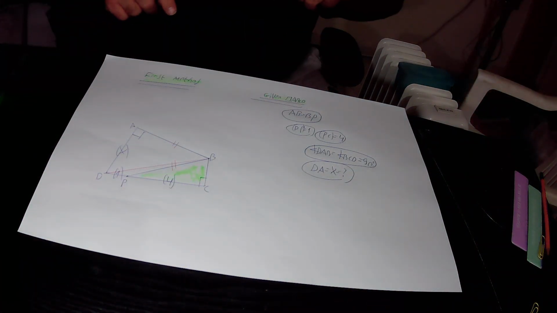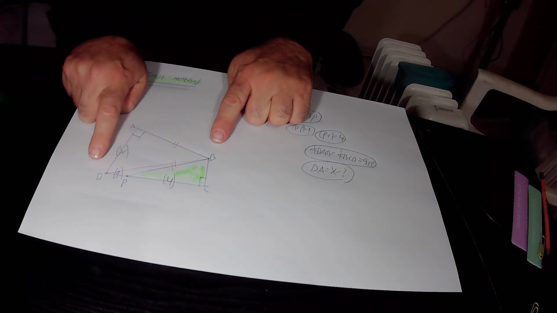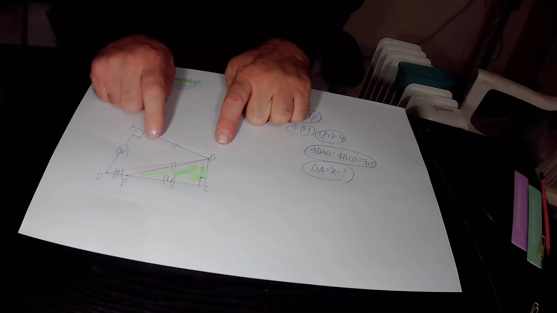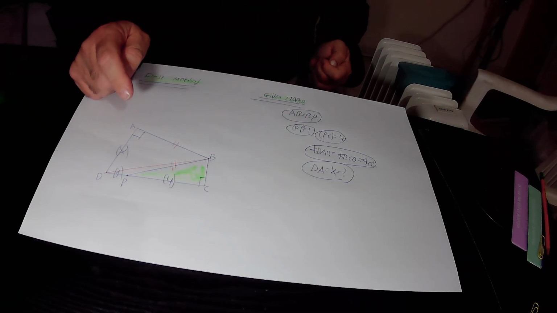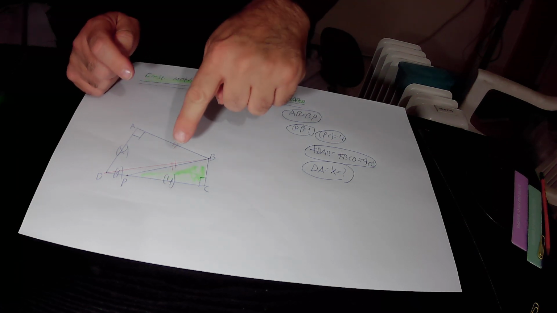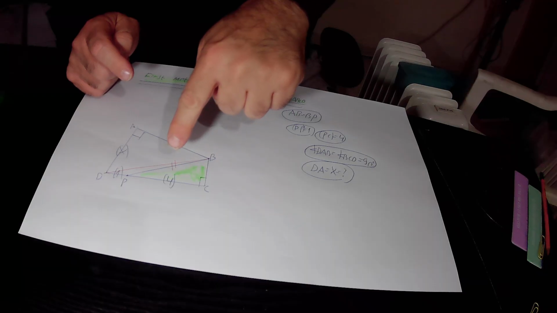So we start with the first method. In the first method, we join points B and D together by a straight line. By joining points B and D, we divide quadrilateral ABCD into two parts. The first part is this upper right triangle ABD, and the second part is this lower right triangle DBC.